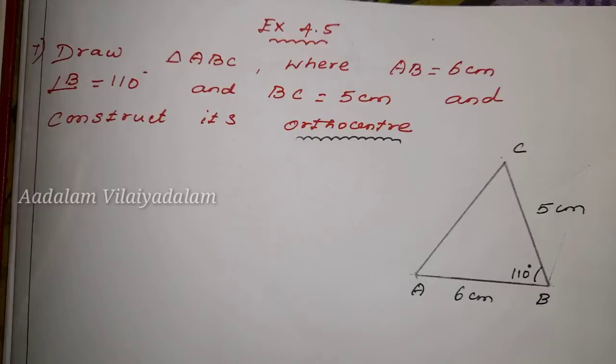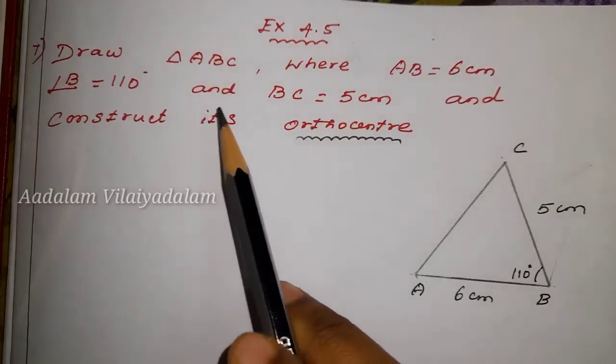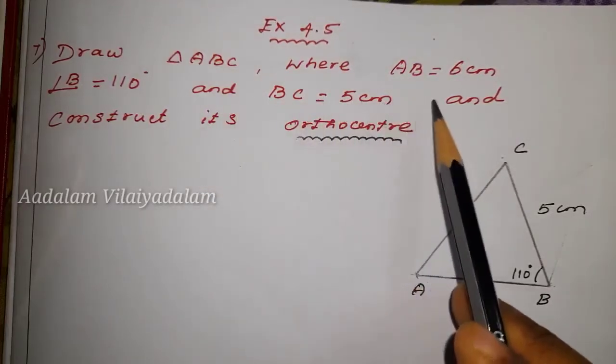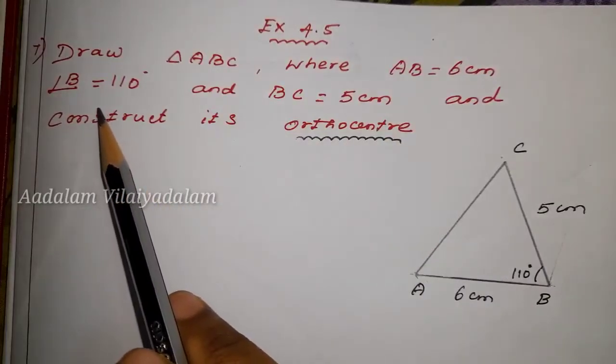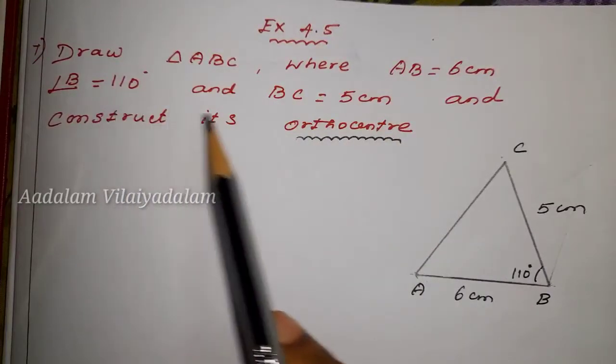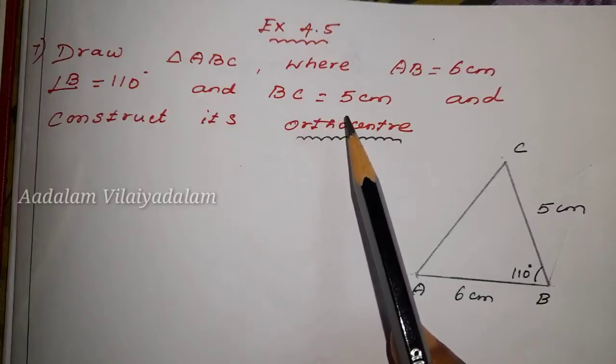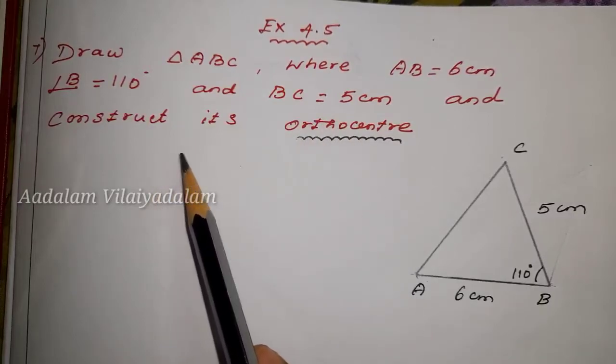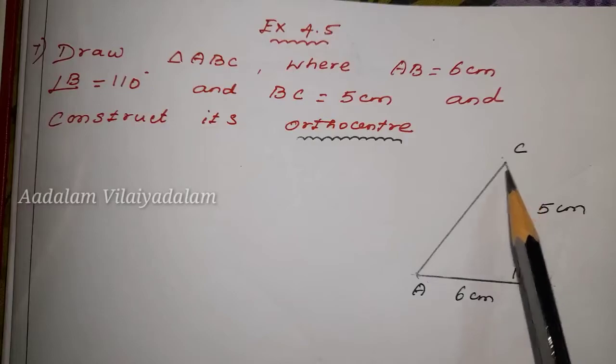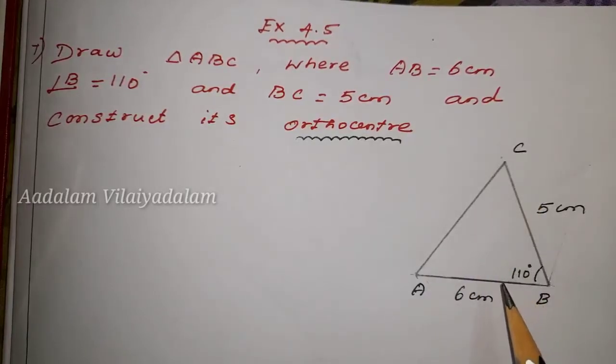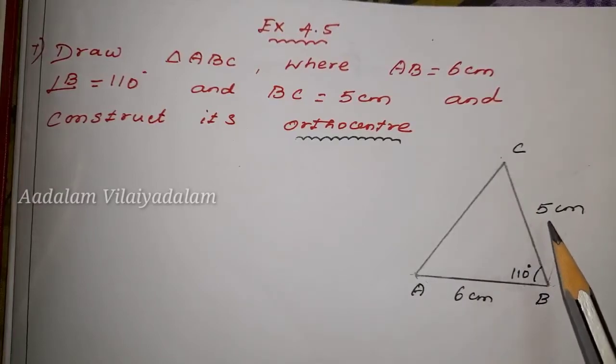Seventh question: draw triangle ABC where AB equal to 6 cm, angle B equal to 110 degree, BC equal to 5 cm and construct its orthocenter. Draw a rough diagram for the given measurement: AB 6 cm, angle B 110 degree, BC equal to 5 cm.